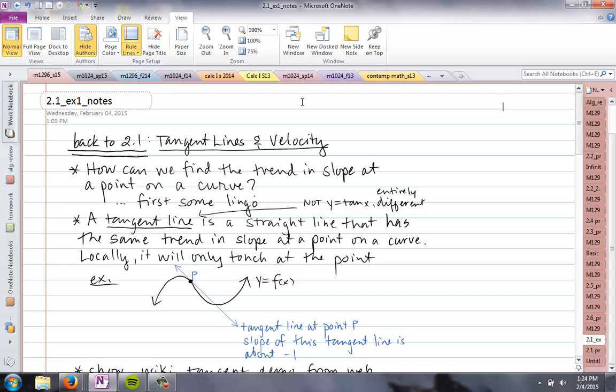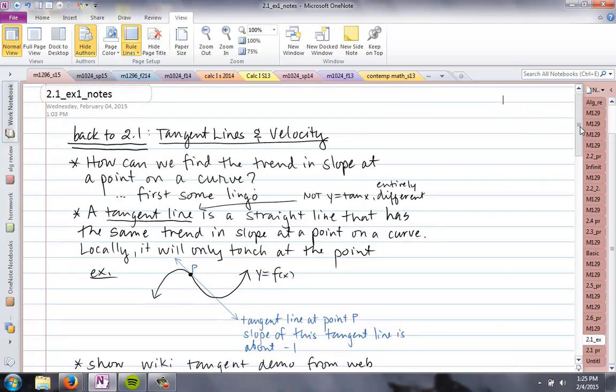So let's say we wanted to find the trend in slope at a point on a curve. Well, first of all, some lingo. A tangent line is a straight line that has the same trend and slope at a point on a curve. So if we cared about finding the trend in slope, we could use this tangent line and find the slope of it.